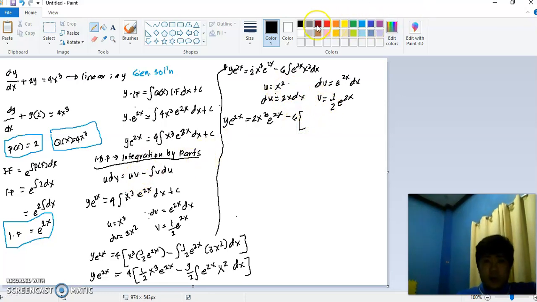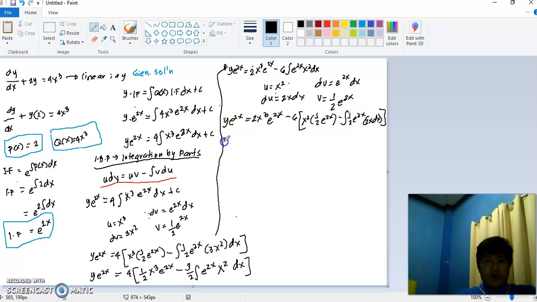So this is very important. When you use integration by parts, you need to remember this one. So from here, you have u, that is x squared, times 1/2 e^(2x), minus the integral of v, 1/2 e^(2x), du, that is 2x dx.